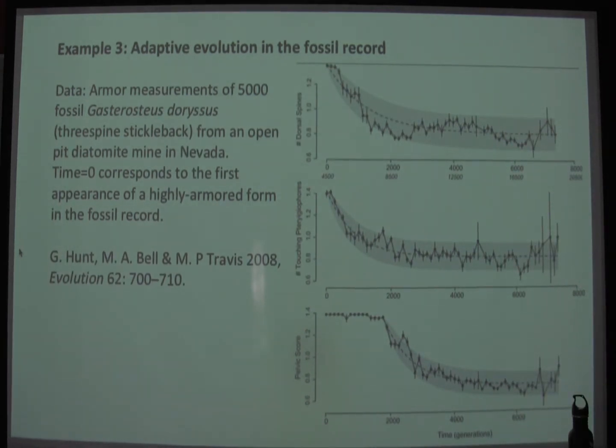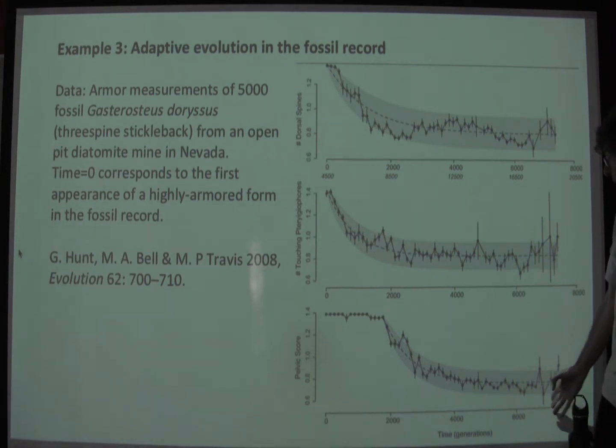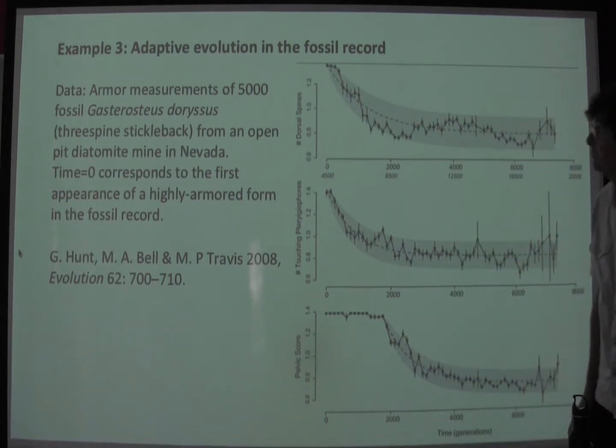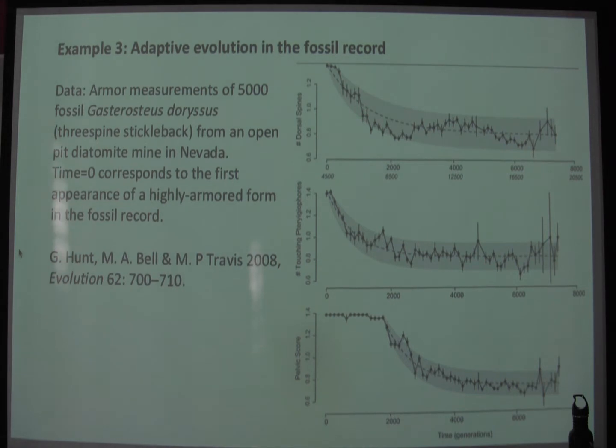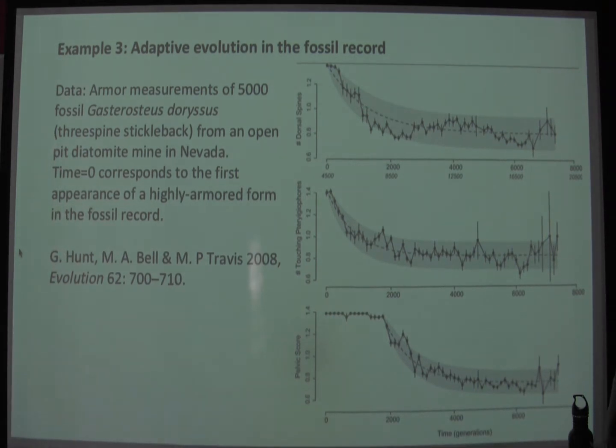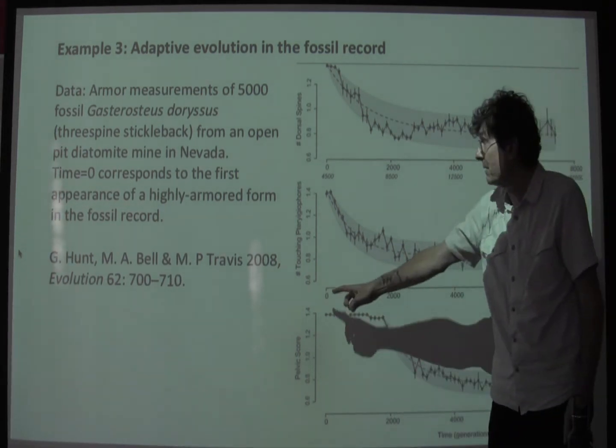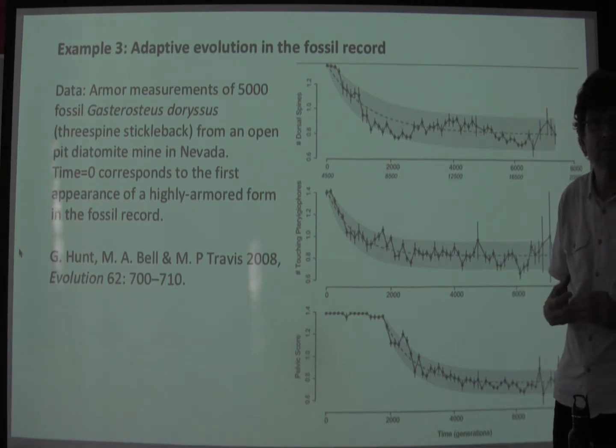I work on stickleback. And it's a time series that was gathered by Mike Bell of a sort of a fossil stickleback species, Gasterosteus doryssus. And this is about 8,000 years ago. So time equals 0 corresponds to the first appearance of a highly armored stickleback in the fossil record.